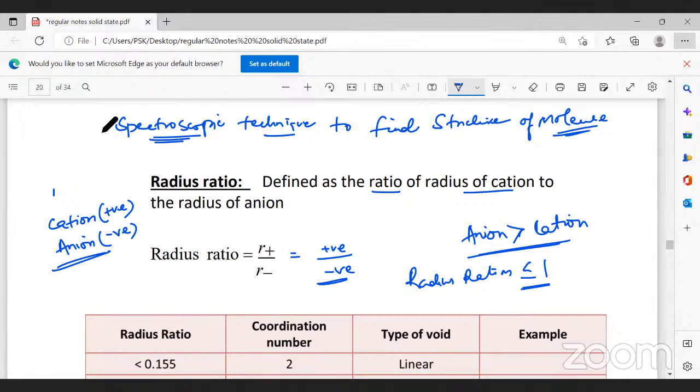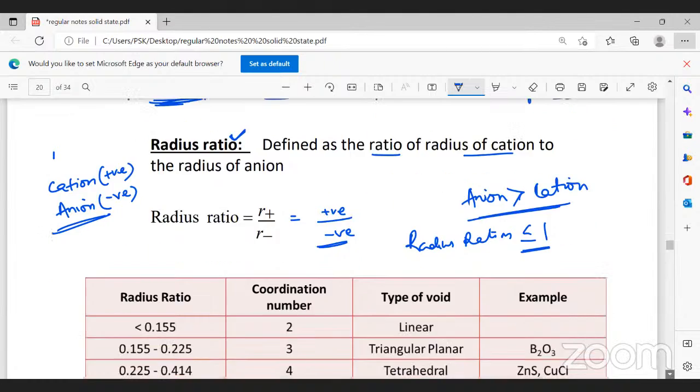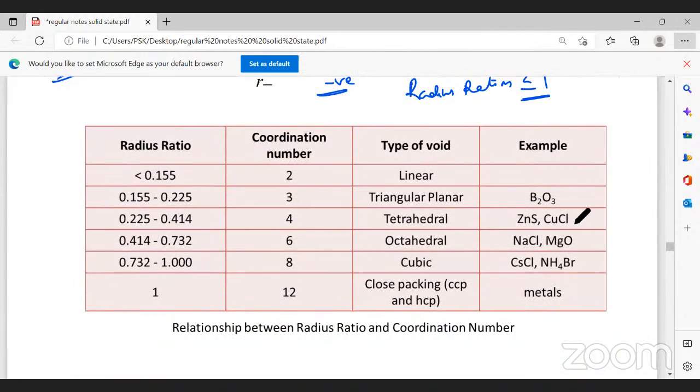But in earlier days, when spectroscopic techniques were not known, they used the concept of radius ratio to find the structure of the molecule, to find the geometry of the molecule, or the shape of the molecule. Now, see this. The radius ratio is the radius of cation to the radius of anion. If the radius ratio is less than 0.155, then the coordination number is 2.